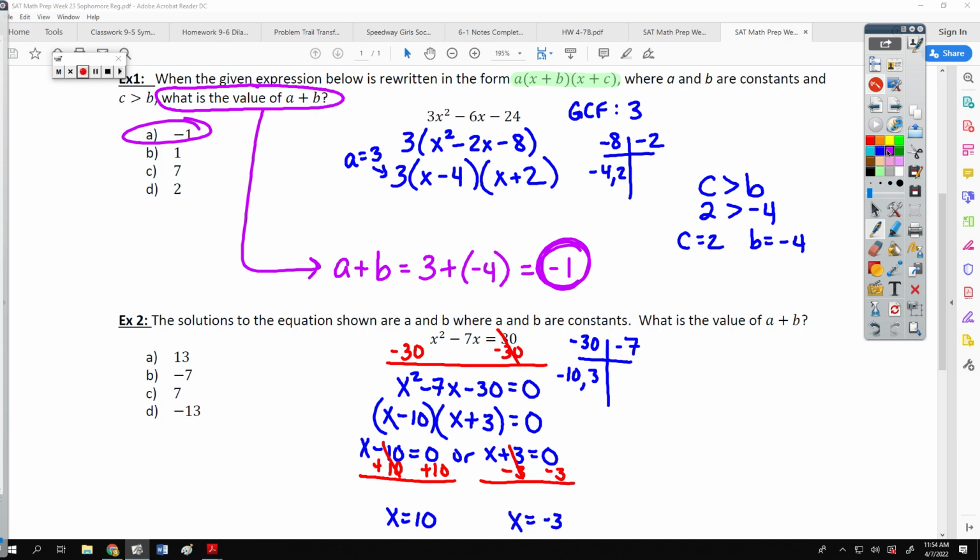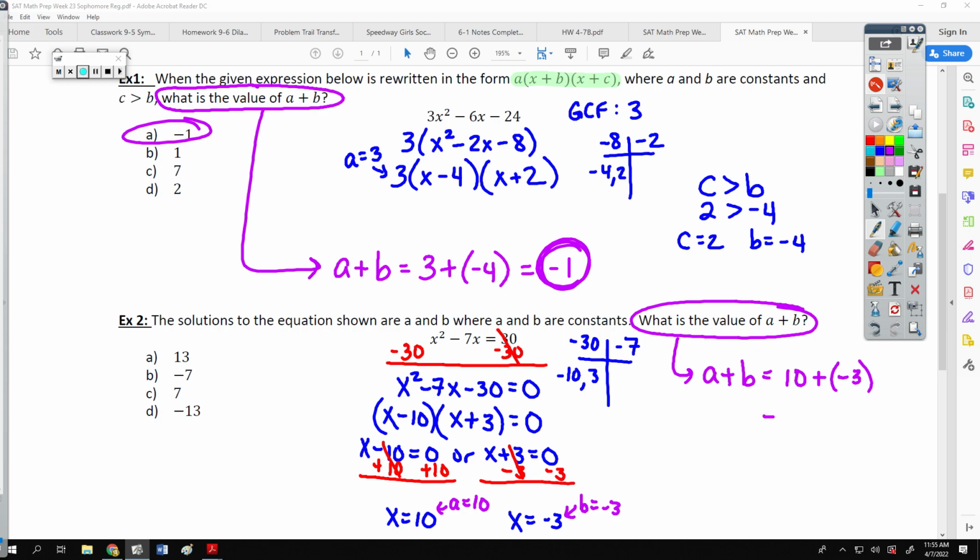Now those numbers represent your A and your B. It does not matter which one you call A and which one you call B, because what we're being asked is to find the value of A plus B. So it wouldn't matter which one you named A and which one you named B, you would still be adding 10 and negative 3 together, which would be 7. The answer is C.